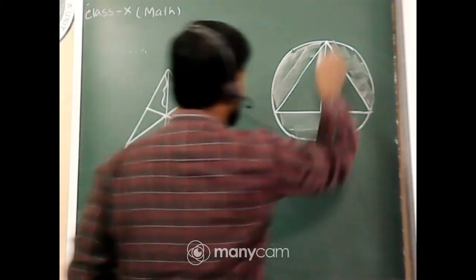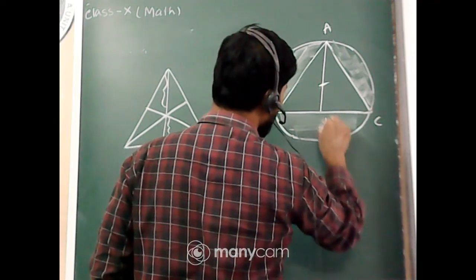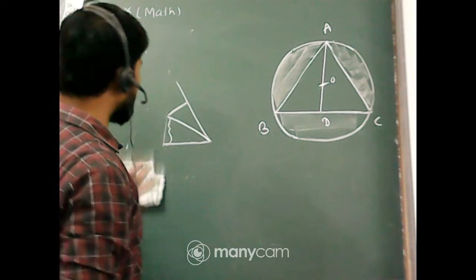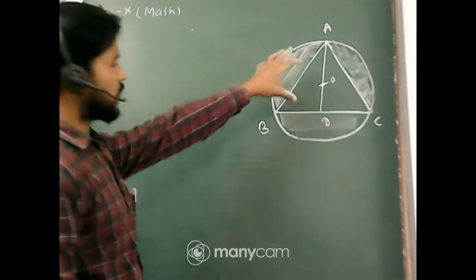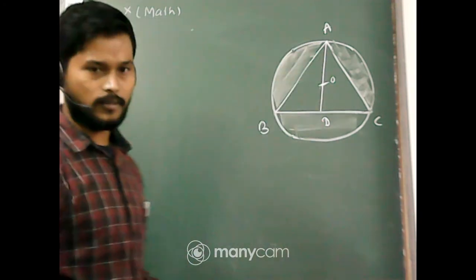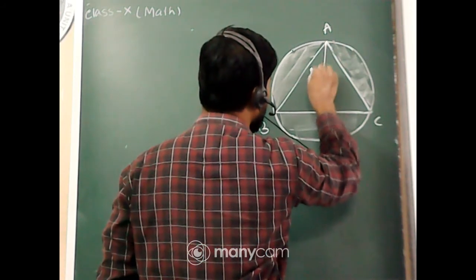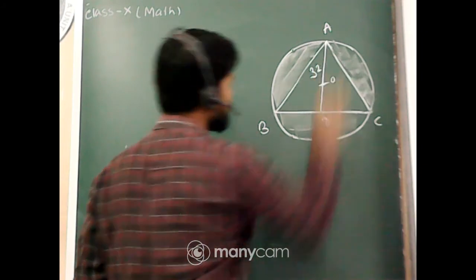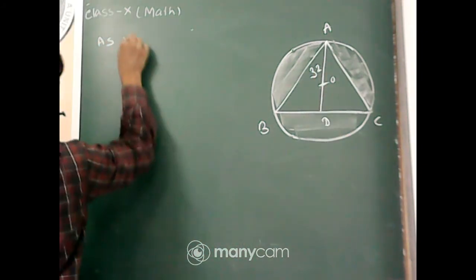Okay, so let's give it a name. A, B, C, this point is D, and this is our O point. So as O is the centroid of the triangle, and also O is the center of the circle. The radius of the circle is given as 32 centimeter.